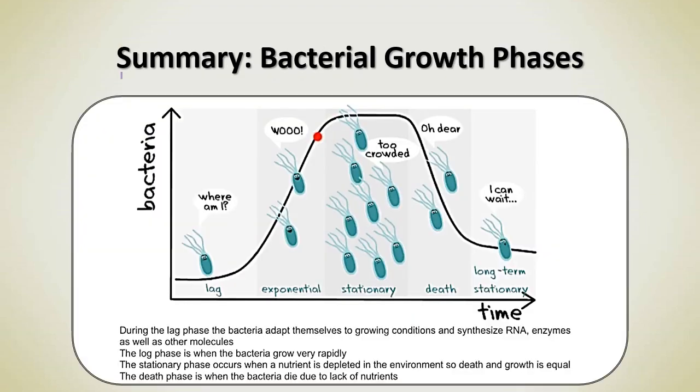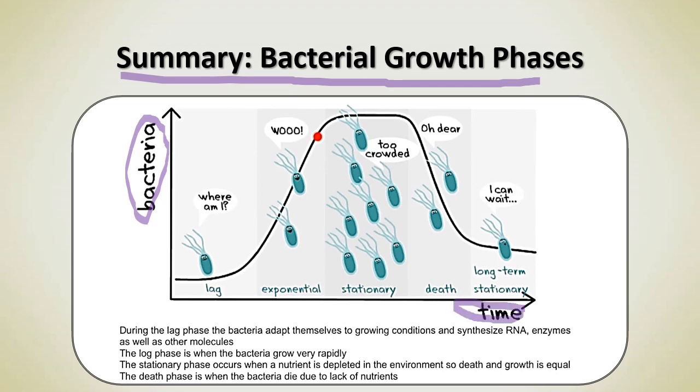Okay, this is a summary of the bacterial growth phases. Just remember, your y-axis is the bacterial number, and your x-axis is the time. When you first transfer bacteria into a fresh medium, it will start with the lag phase, where the bacteria are still adapting to the fresh medium. And as I see, usually the question they will ask is, where am I? Then it is followed by the exponential phase, where the bacteria are fully adapted and growing very rapidly. If you look here, they enjoy growing.